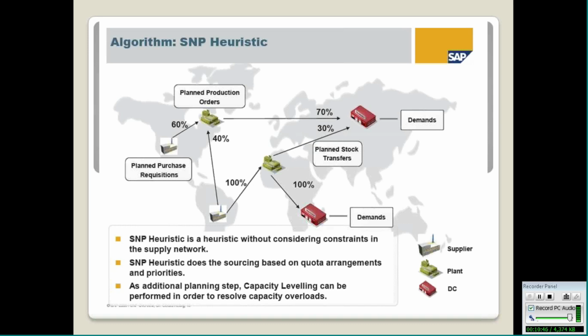Since it does not constrain the capacity, this planning is two steps. One is running the heuristic infinite planning, and the other is doing the capacity leveling.